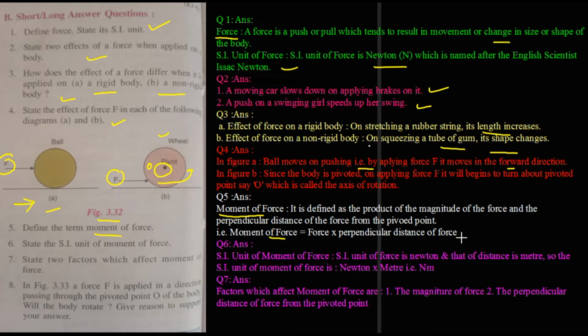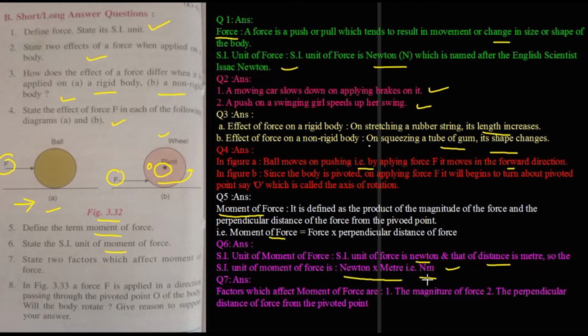Now we will move on to question 6. Question 6 is: state the SI unit of moment of force. So the SI unit of force is Newton and that of distance is meter. So the SI unit of moment of force will become Newton into meter, that is Newton meter. This is the SI unit of moment of force, right? It is written in short form as Nm.